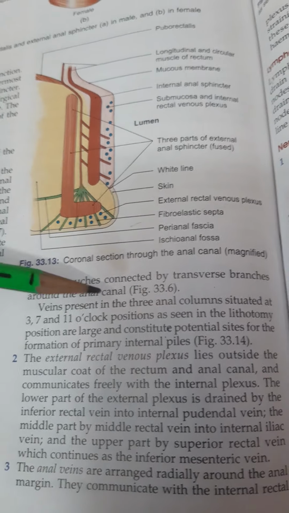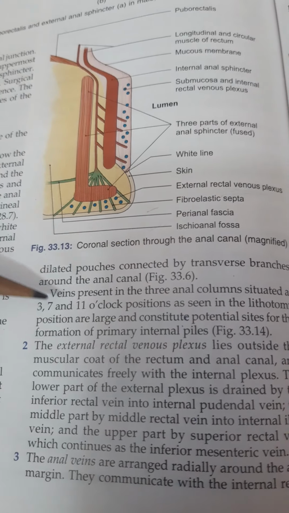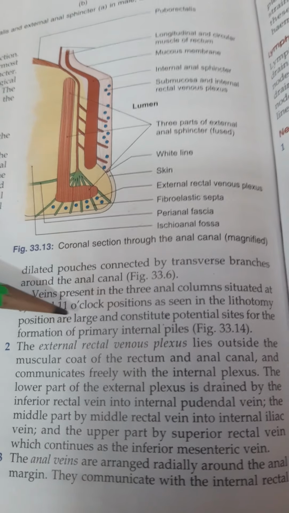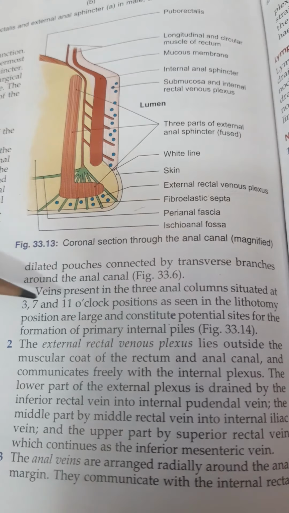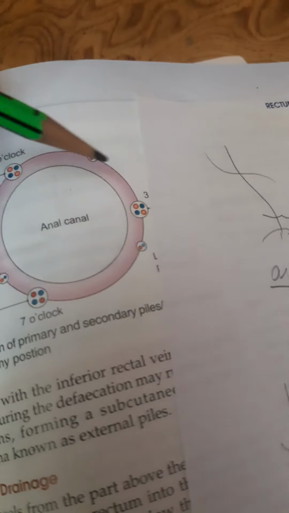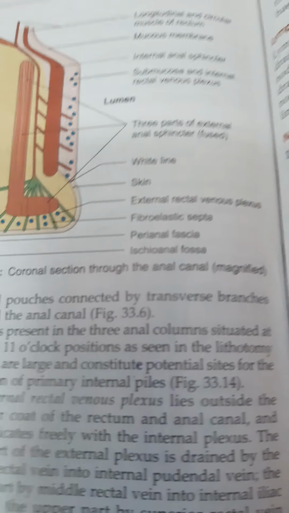canal. Veins present in the 3 anal columns situated at the 3, 7 and 11 o'clock positions, as seen in the lithotomy position, are large and constitute potential sites for the formation of the primary internal piles. So I told you that the anal canal is a round structure. So veins present in the anal columns is written here.